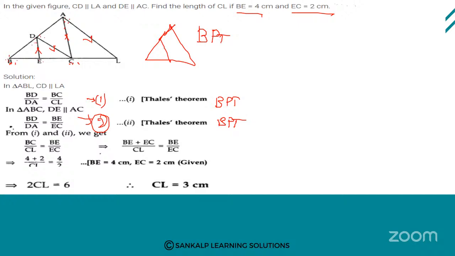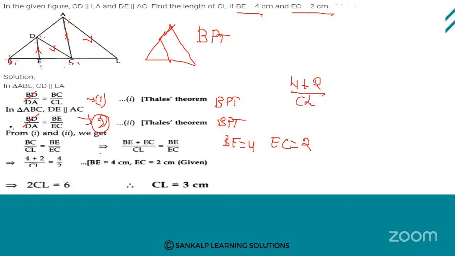From 1 and 2, BD divided by DA and BD divided by DA will get cancelled. BC divided by CL is equal to BE divided by EC. Now, BC means what? BC is the value of BE plus EC. So BE plus EC divided by CL is equal to BE divided by EC. BE value they have given, that is 4. EC value is 2 centimeter. So BE is 4, 4 plus 2 divided by CL.